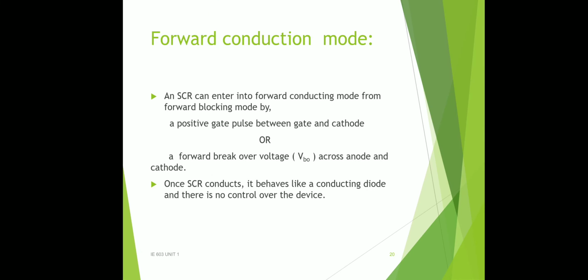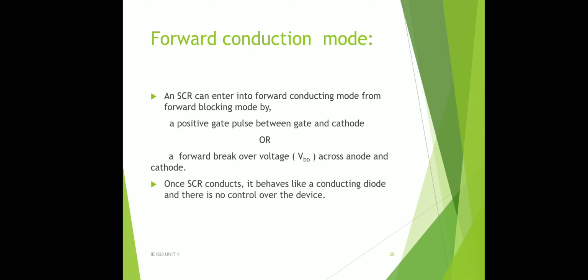What is forward conduction mode? An SCR can enter into forward conducting mode in two cases. Conducting mode from the forward blocking mode. Initially, whenever a positive anode voltage is applied at the anode with respect to the cathode, the SCR is in the forward blocking mode. A small current is flowing, but the device is in the off state.